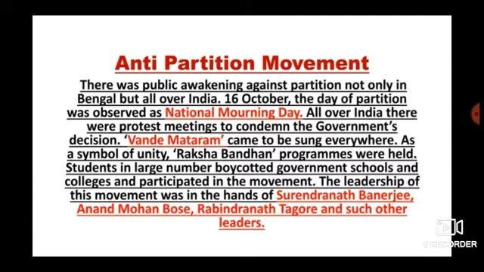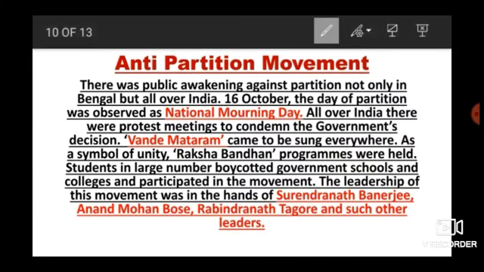Anti-partition movement. There was public awakening against partition not only in Bengal but all over India. 16 October, the day of partition, was observed as National Mourning Day. All over India, there were protest meetings to condemn the government's decision. Vande Mataram came to be sung everywhere. As a symbol of unity, Raksha Bandhan programs were held. Students in large numbers boycotted government schools and colleges and participated in the movement.